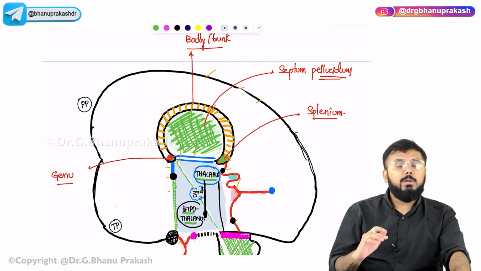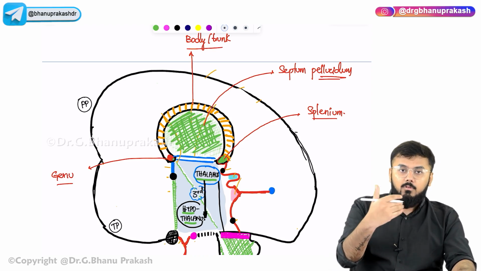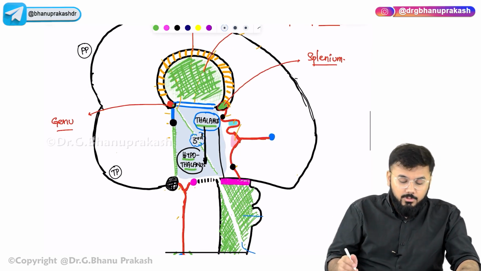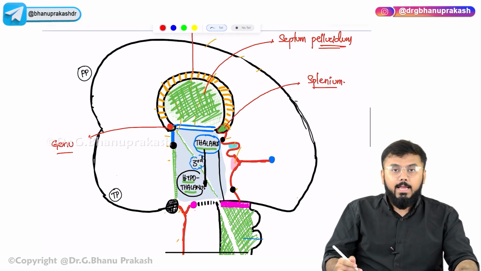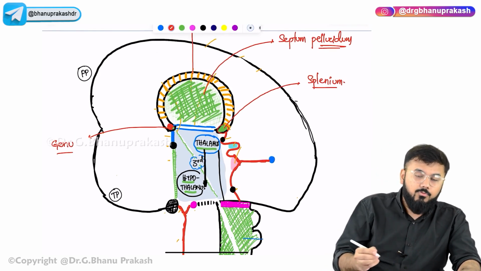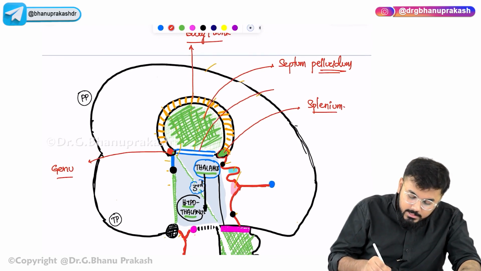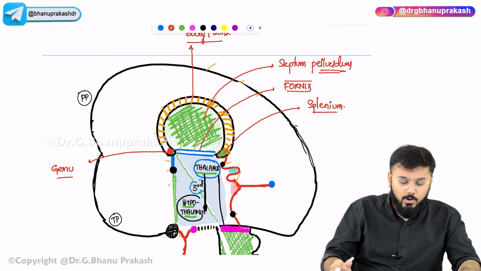So right now we will be discussing the walls of the third ventricle. What are the walls of the third ventricle? Now just below the septum pellucidum, you see this blue color line over here. This blue color line is called the fornix, right? So what is this blue color line here? This is called your fornix.